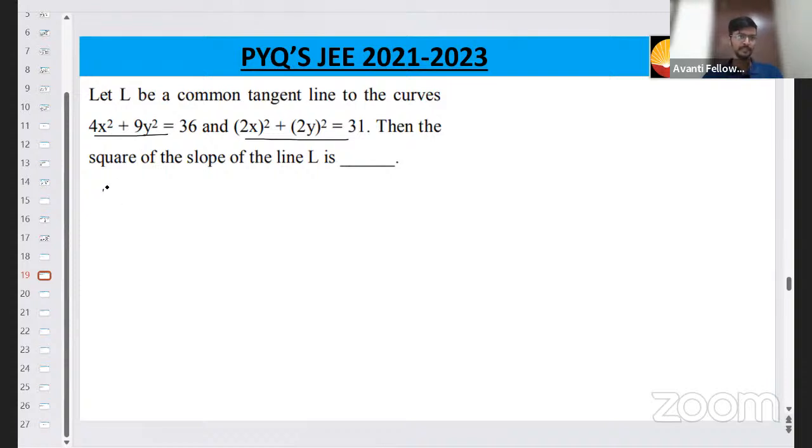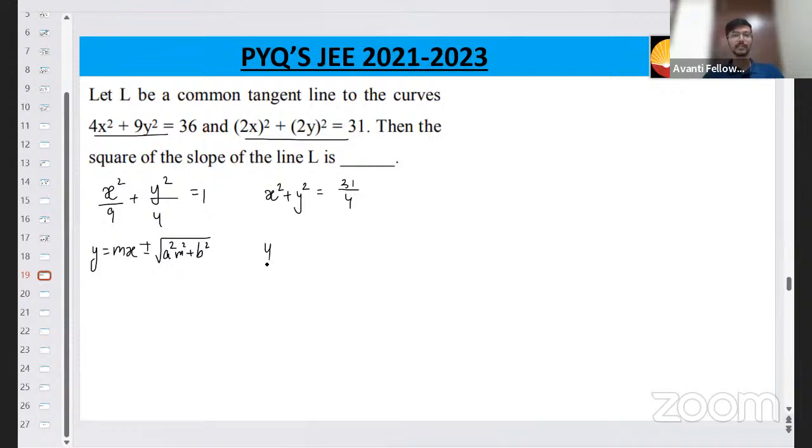So if I try to write the equations, it will be x square upon 9 plus y square upon 4 is equals to 1, and x square plus y square is equals to 31 by 4. So what is the equation of tangent to this curve? y is equals to mx plus minus under root of a square m square plus b square. And what is the equation of tangent to this curve? y equals to mx plus minus r, radius, under root of 1 plus m square.